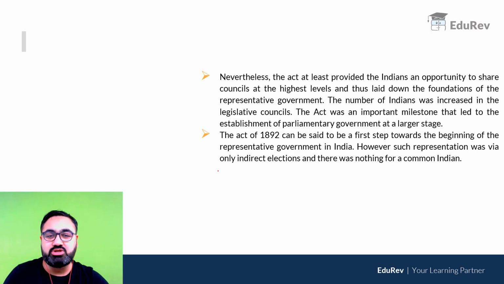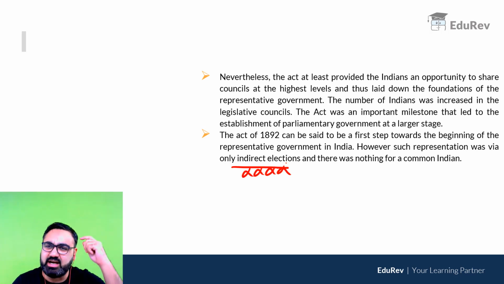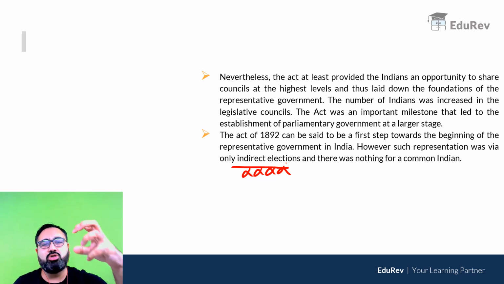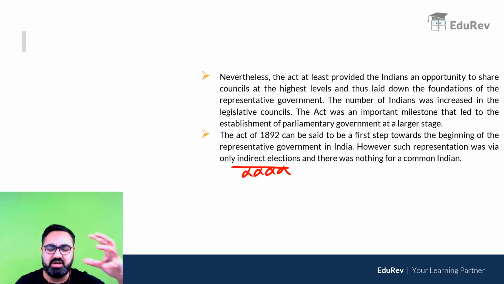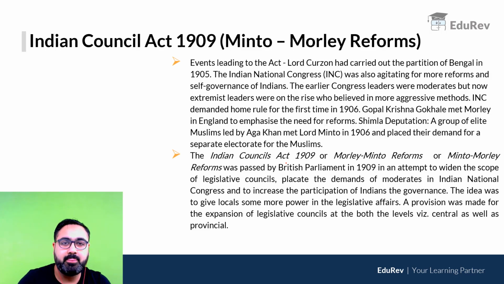The Indians that were chosen were not chosen through any direct election. There were no direct elections happening. These were just indirect elections. Indirect election as in the people who were already in power in district boards and all kinds of government bodies were the ones who selected Indians in the council. The common man did not have any right to vote.